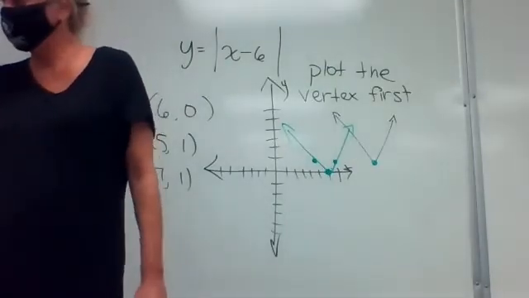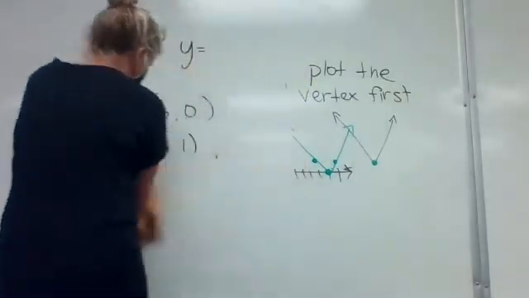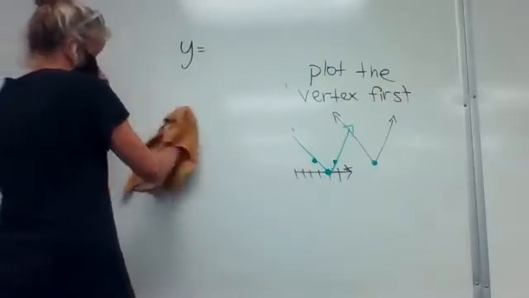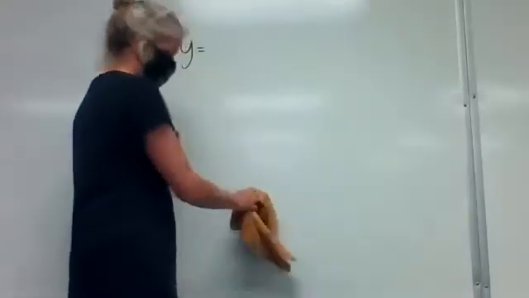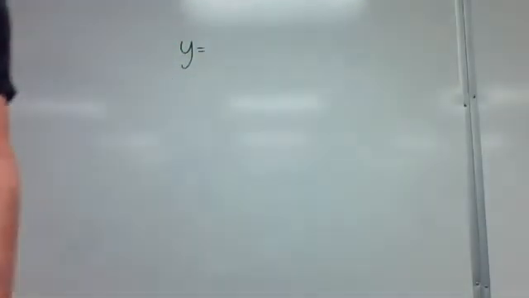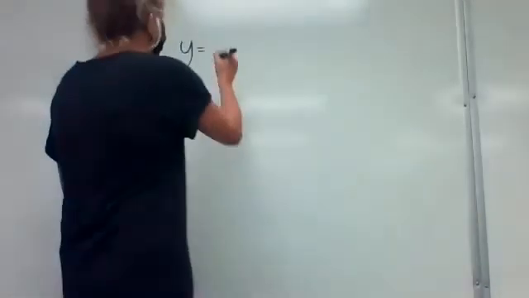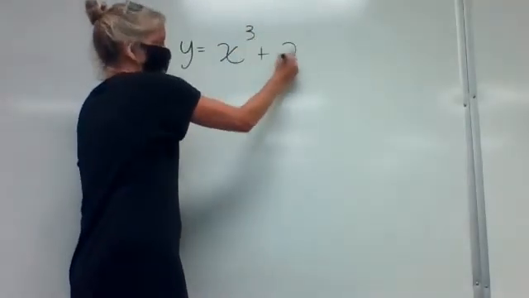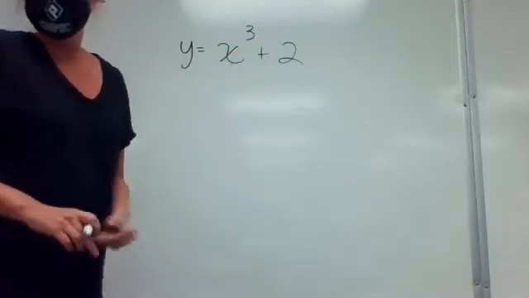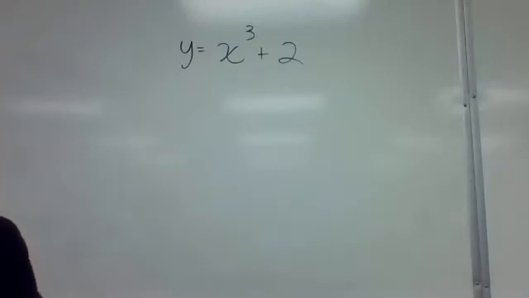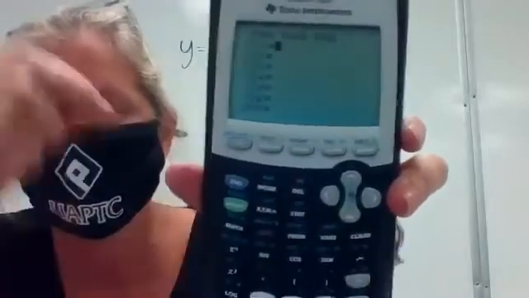All right, number 7. This is the last shape that we're going to see today. Y equals x to the 3rd plus 2. So this is a new shape because now the x is being cubed. Okay, once again, I just go to my y equals though. It's all the same steps. There's my y equals clear.